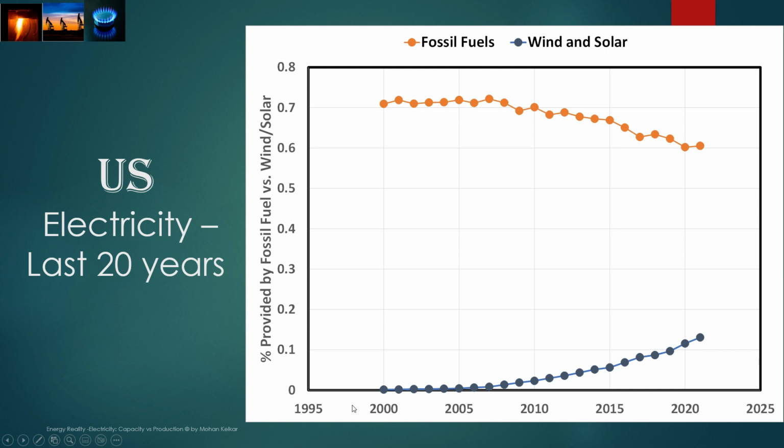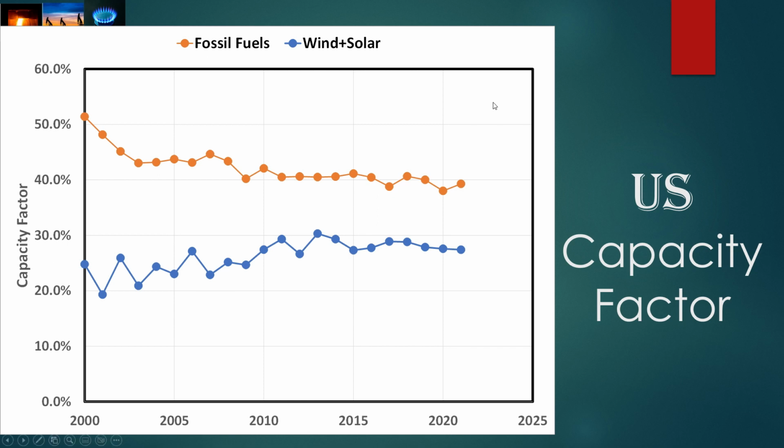Look at the US, where wind and solar started contributing a significant amount of electricity after 2000. And you can see that currently about 11% of electricity is provided by wind and solar, whereas fossil fuel provides about 60% of the electricity, down from 70%. The capacity factor for the fossil fuel power plant has declined as more and more electricity is coming online from wind and solar. So although the capacity factor for wind and solar has remained steady between 27 and 29%, the fossil fuel capacity factor has declined from 50% to about 40%.